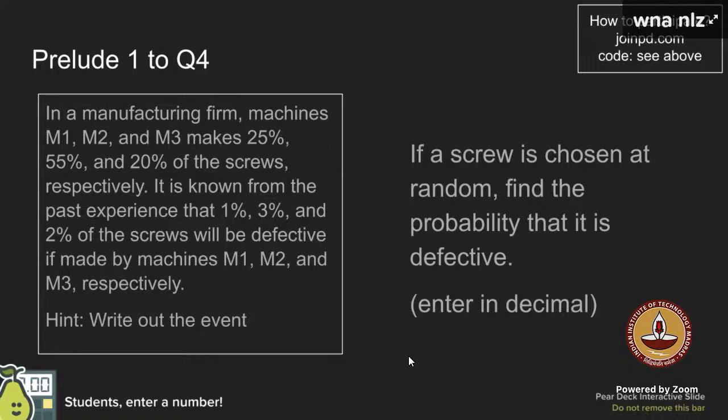So we know how to convert these percentages into probabilities. 25% will be just 25 over 100, 55% is 55 over 100, and 20% is 20 over 100. Now, what else we have been given? It's known from past experience that 1%, 3%, and 2% of the screws will be defective if made by machines M1, M2, and M3 respectively. If machine 1 makes 25% of the screws, of the total screws that it manufactures, 1% will be defective. Similarly for machine 2 it is 3%, and for machine 3 it is 2%.